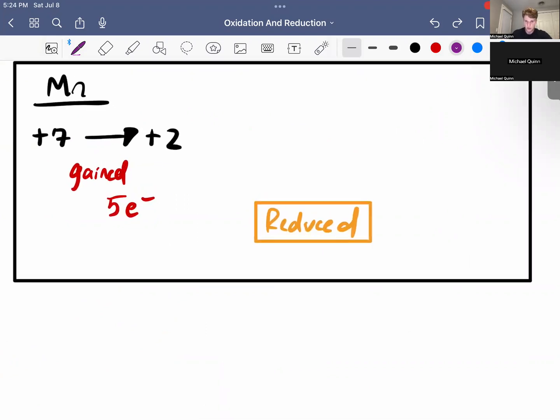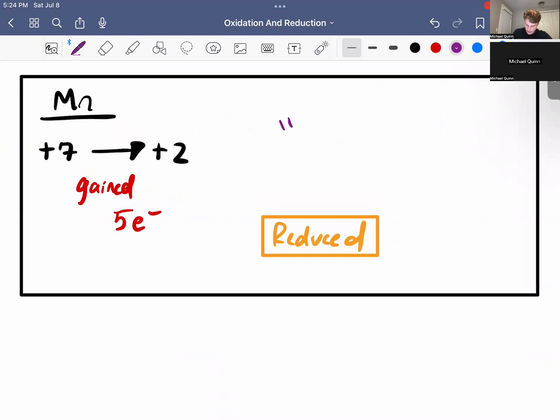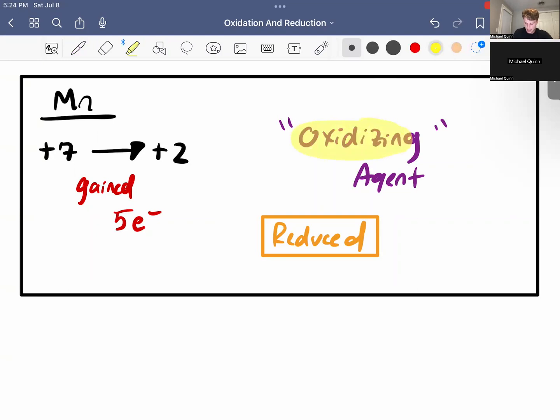The species that gets reduced is referred to as the oxidizing agent. We call the species that gets reduced the oxidizing agent because in order for this species to gain electrons, another species must have had to lose electrons or get oxidized. For this reason, we call the species that gets reduced our oxidizing agent.